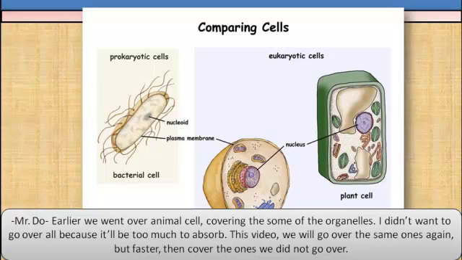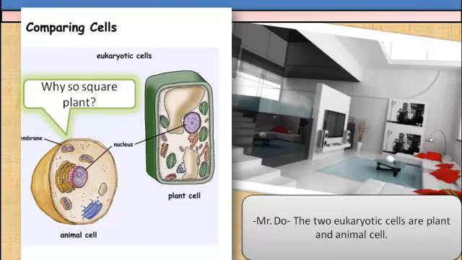Earlier we went over animal cell, covering some of the basic organelles. I didn't want to go over all of it because it's too much to absorb at once. This video we will go over the same one again, but faster, and then cover the ones we did not go over. The two eukaryotic cells are plant and animal cells.